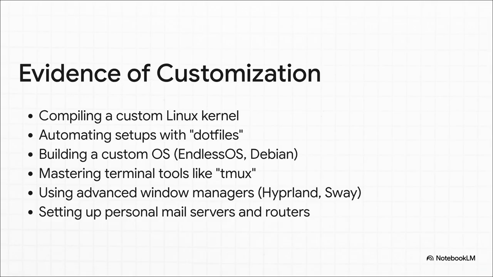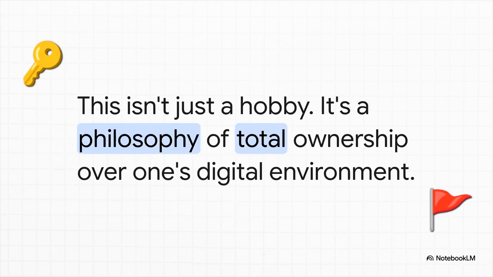We're seeing bookmarks for compiling custom Linux kernels. That's kind of like building your own car engine from spare parts. They're using things called dot files to perfectly automate their entire computer setup. They're exploring really advanced tools like Hyprland and Sway, and even have guides for building their own mail servers. It's a lot. This level of effort goes way beyond a simple preference. This points to a core philosophy, a deep desire for complete control and ownership over their digital world, totally free from the constraints of big companies like Apple or Microsoft. It's basically a declaration of digital independence.